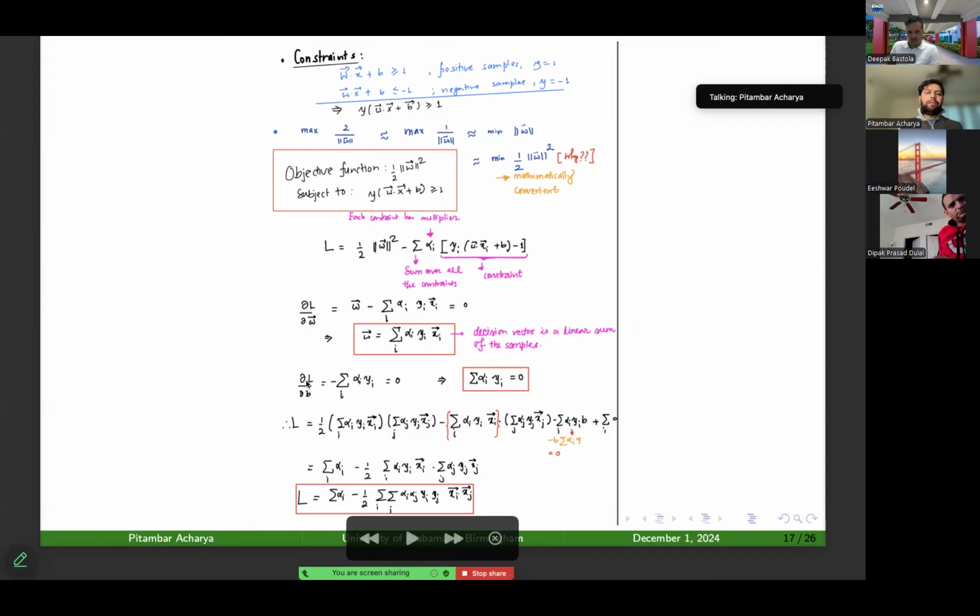If we take the partial derivative of the Lagrangian function L with respect to the parameter b, which is the bias, then the sum of alpha i times y i equals 0. Resubstituting all these values in the Lagrangian function, the ultimate Lagrangian function will be L equals the sum of alpha i minus half the double sum over i and j of alpha i alpha j y i y j and the scalar product of the two quantities, x i and x j. Optimizing this and finding the value of w will give the maximum margin.